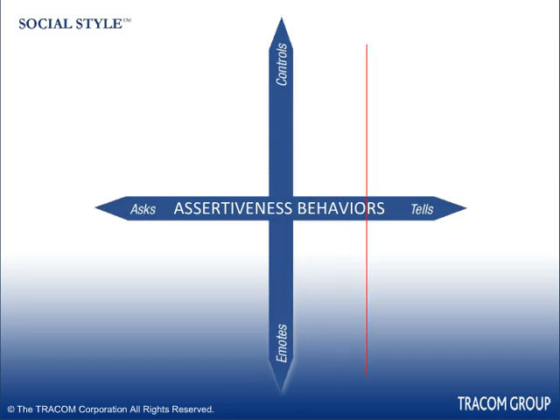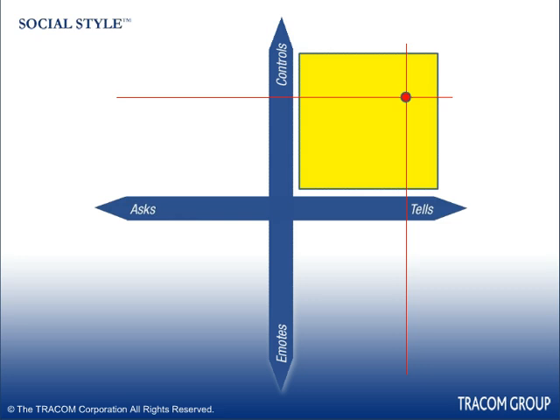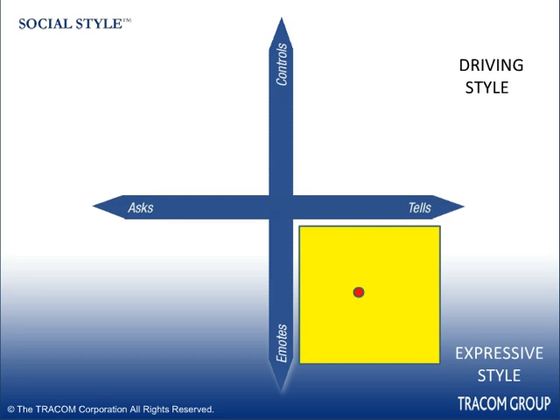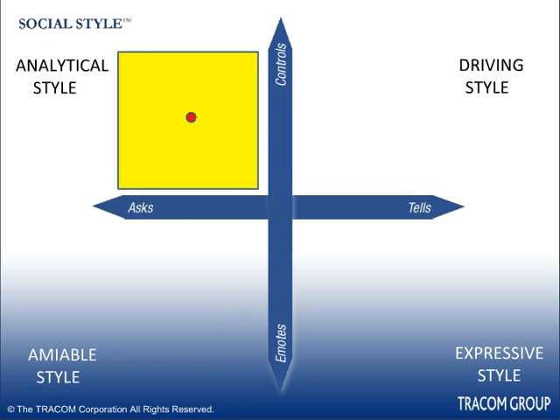People who are tell-assertive and tend to control their responsiveness fall into the upper right quadrant. We refer to them as having a driving style. Expressive style people are tell-assertive and emote responsive. Amiable style people are ask-assertive and emote responsive. And analytical style people are ask-assertive and control responsive.